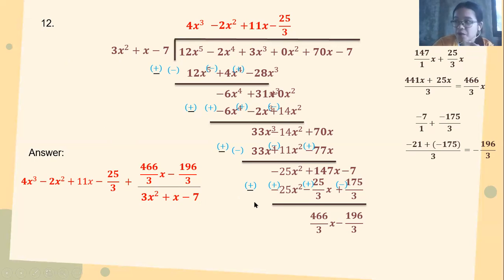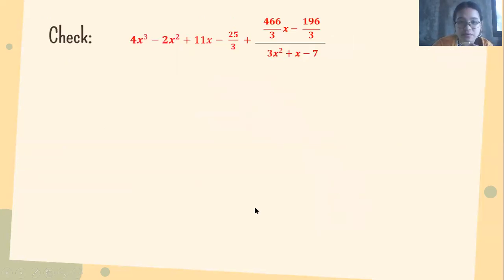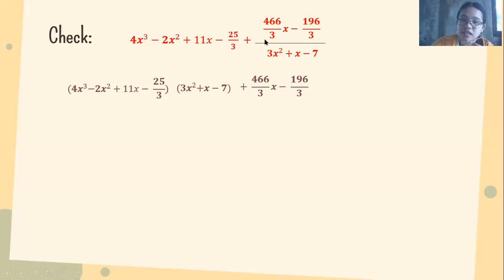So to check if our final answer is correct, gaya ng ginawa natin kanina, let's multiply the quotient times the divisor or the denominator plus the numerator, which is the remainder. So we have 4x cubed times 3x squared. We have 12x raised to 5.